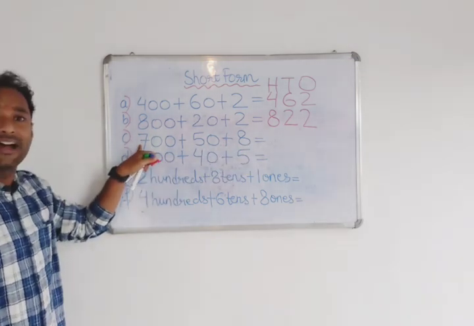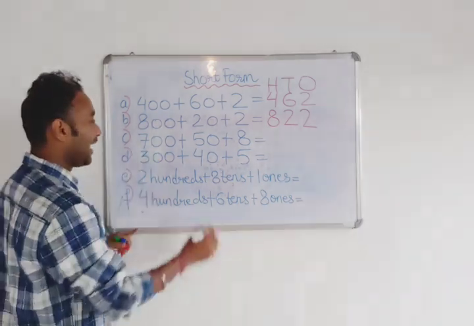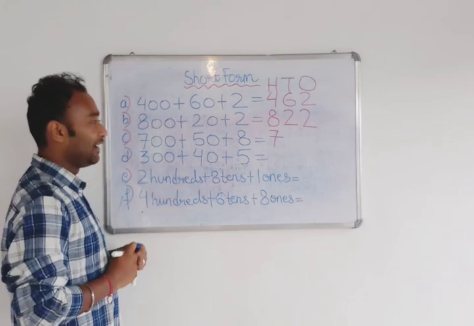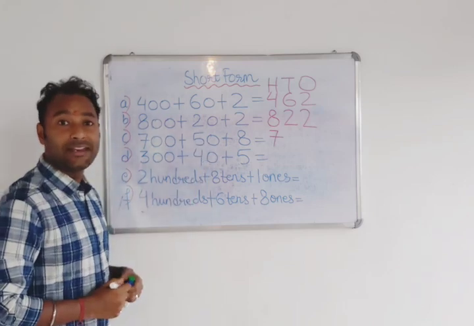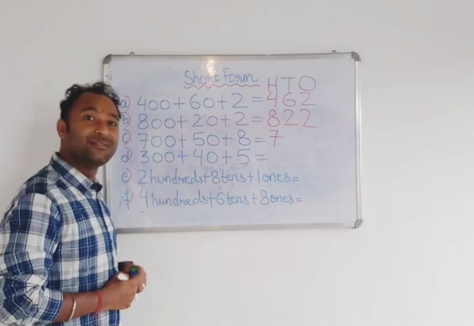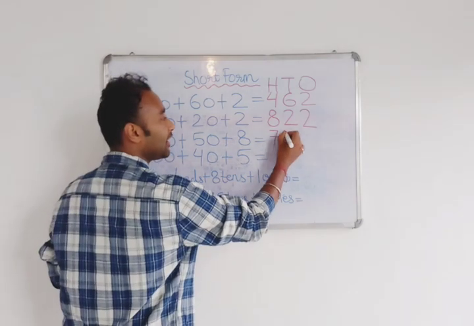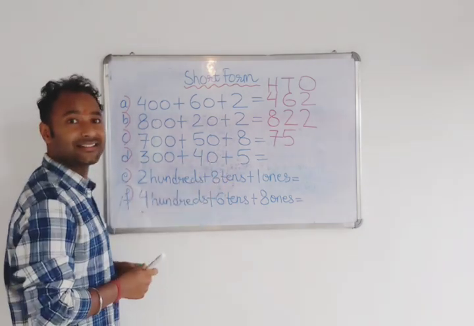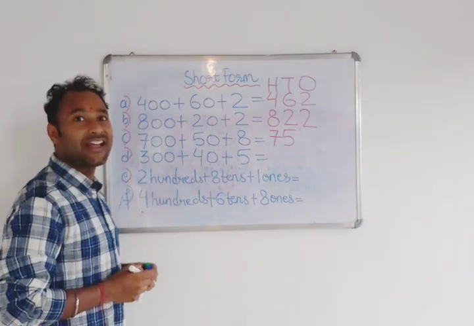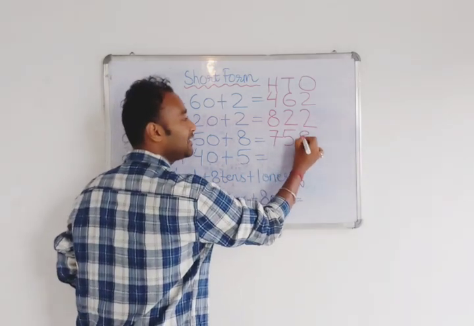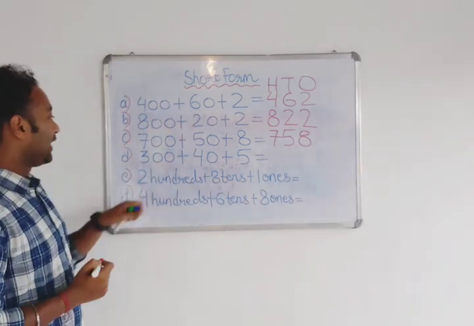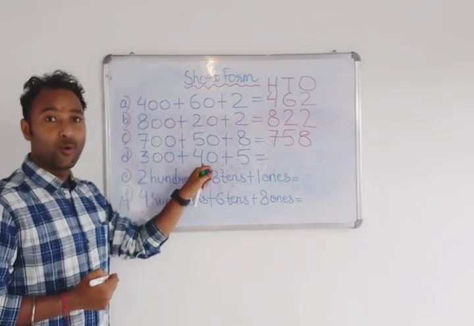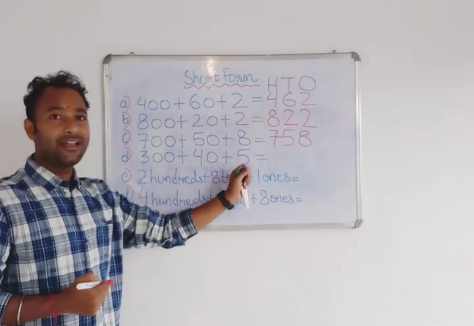Now the next is 700, 5 tens, and 8 ones. So how many hundreds are there? Yes, there are 7 hundreds. And in this, how many tens are there? Very nice. So you will write here 5 tens. And how many ones? See, you all are intelligent now. Here it is 8.